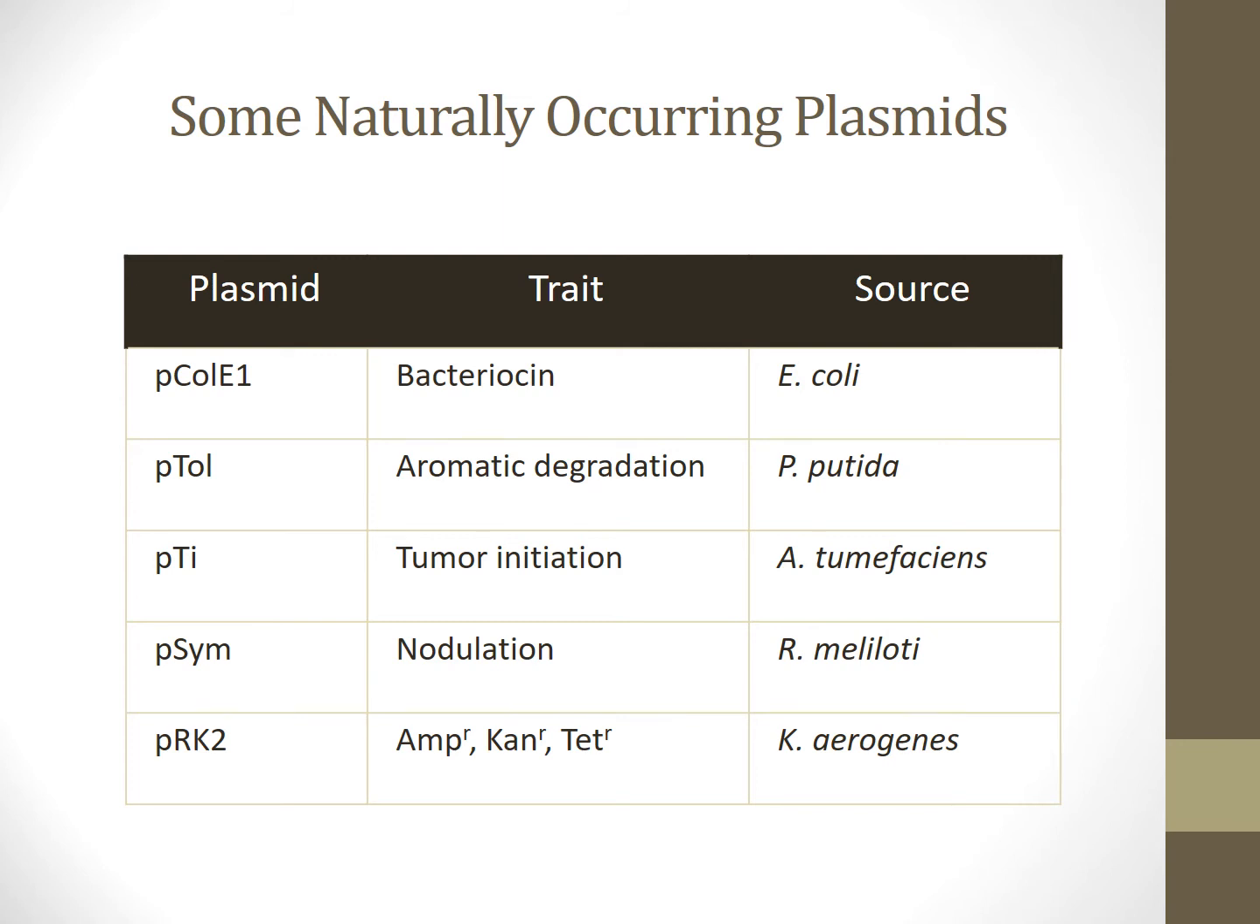In addition to these, plasmids can confer resistance to antibiotics. The copy number of plasmid is determined by the concentration of antibiotics in the culture media or in the environment.